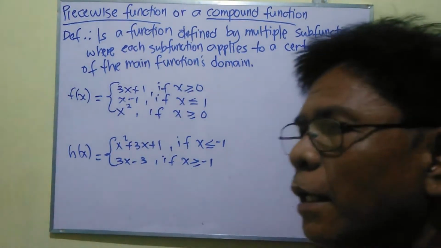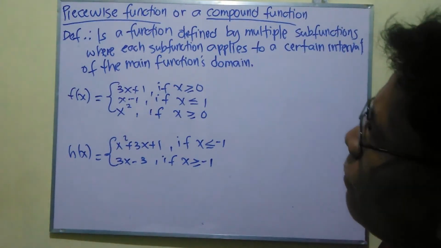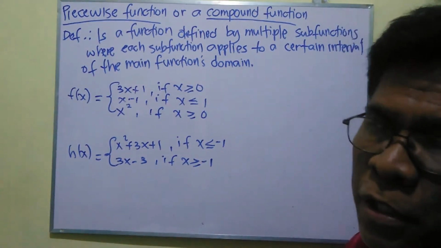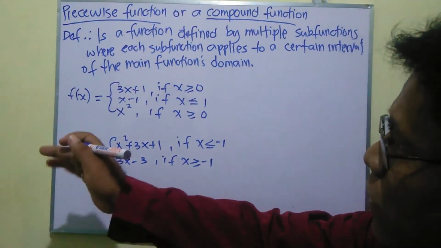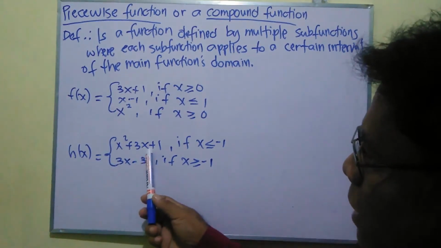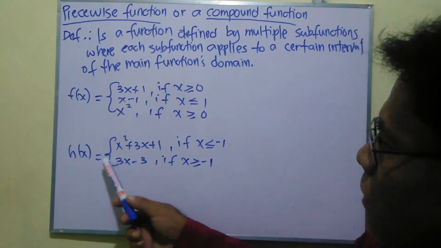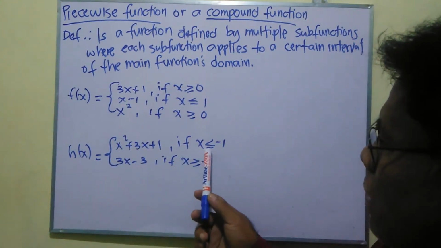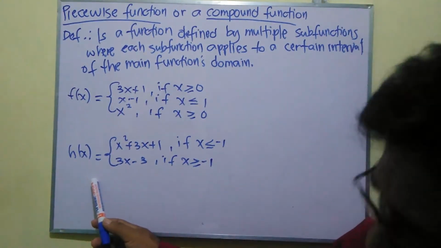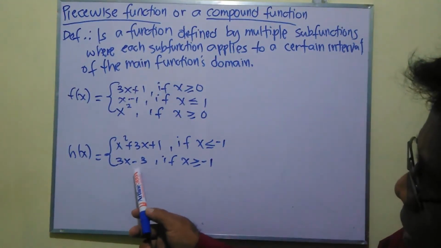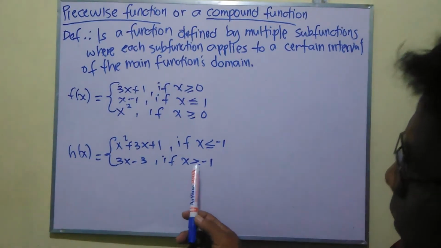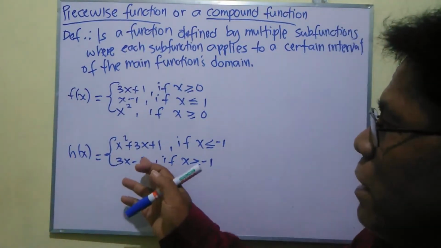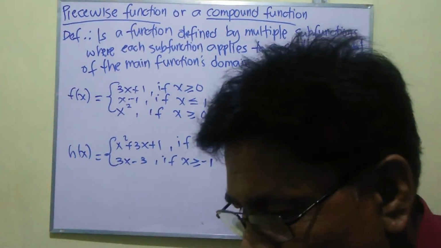Okay, another illustration of an example of the piecewise function, the function h. The function h is composed of two sub-functions. The first sub-function, x squared plus 3x plus 1 if x is less than or equal to negative 1. Then the second sub-function, 3x minus 3 if x is greater than or equal to negative 1. These are the examples of the piecewise or the compound function.